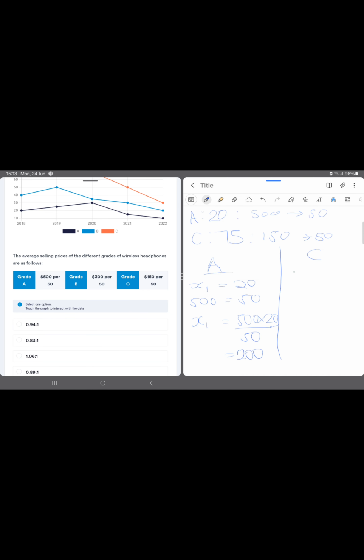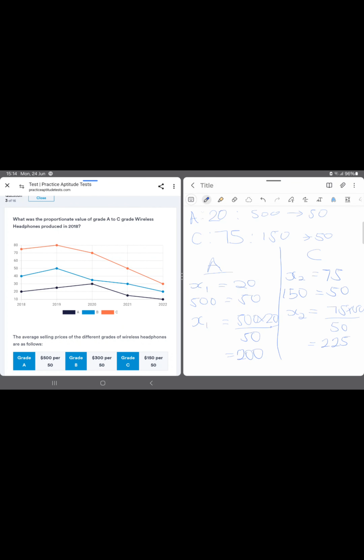Then we do the same thing for C. We've got x2 is equal to 75, and 150 is equal to 50, and x2 is equal to 75 times 150, all divided by 50. Let's punch that into our calculator first. This gives us 225.